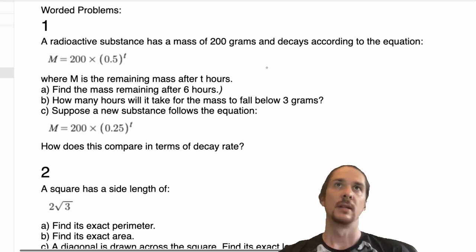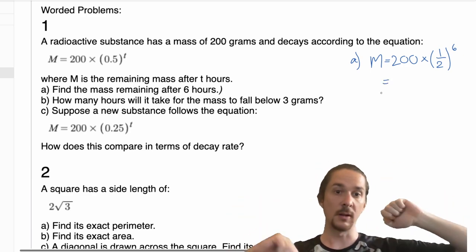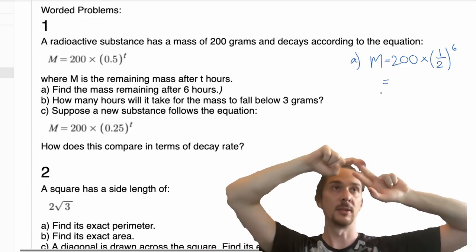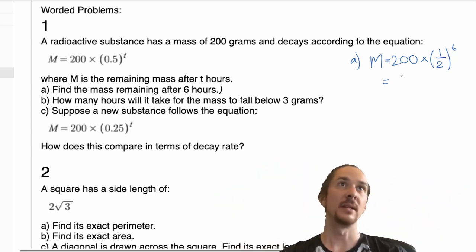Okay, so that means for A, the mass remaining will be 200 times a half, right? 0.5 to the power of 6. In other words, we're multiplying 200 by half 6 times. Okay, so let's see. If I halve 200 6 times, one time gives us 100, then 50, then 25, then 12.5, then 6.25, then 3.125. So that means that the mass will be 3.125 grams.